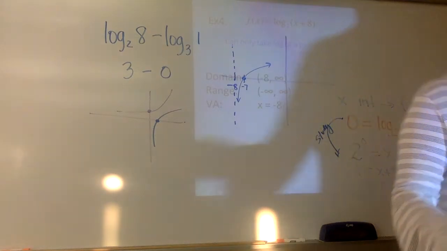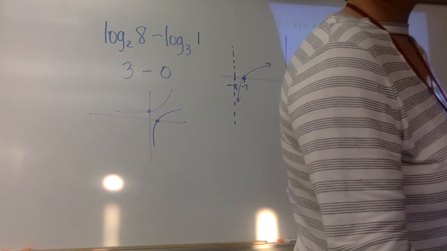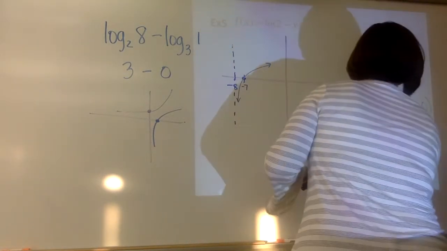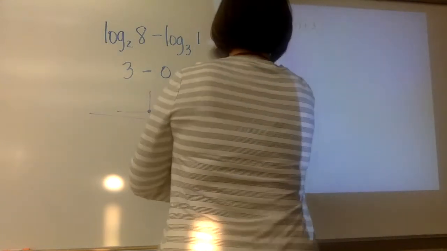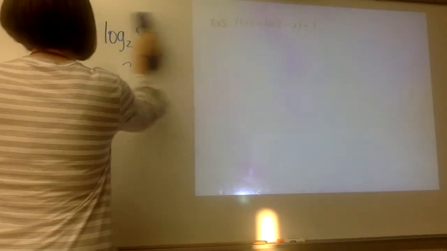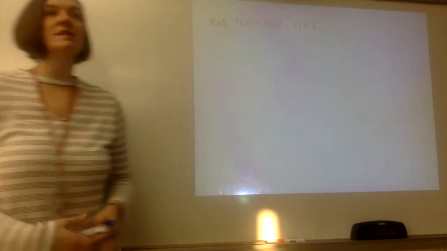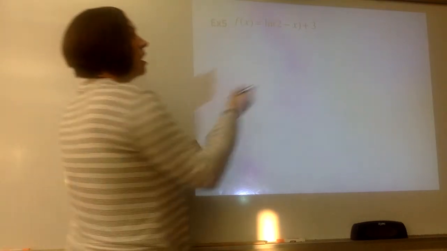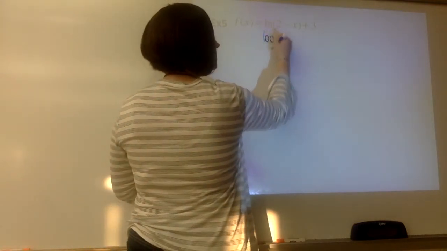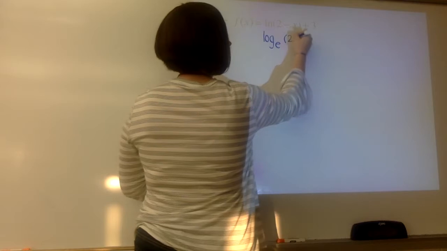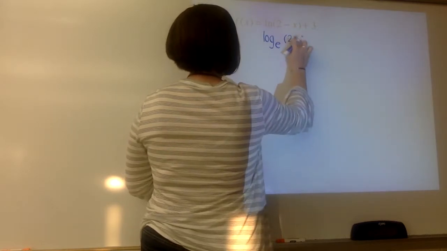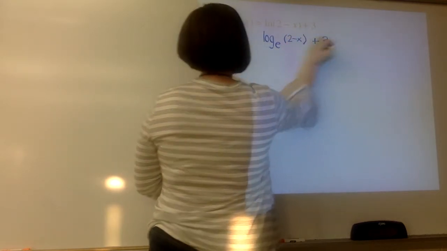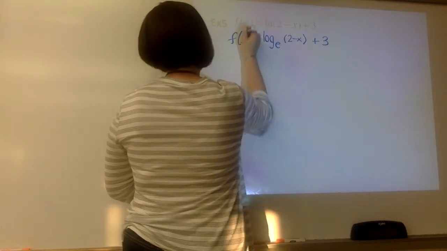All right, so let's do the last example together to cement this idea. Put it together. Oh, what is this? That looks completely different. It's not. What does ln mean? Means natural log or log base e of (2 minus x), plus 3 is equal to f of x.